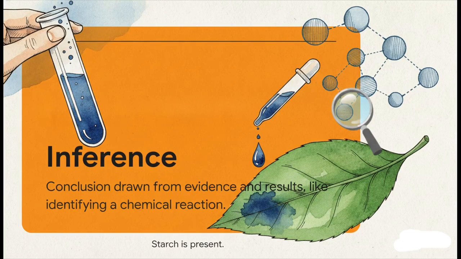And the next step is making an inference. अगर simple English में कहें तो ये हमारा नतीजा है. An inference is basically the logical conclusion we draw from our evidence and our results. Let's go back to our leaf. The result of seeing that blue color logically leads to the inference that starch is present. I mean, we didn't literally see the microscopic starch molecules with our bare eyes, did we? Of course not. We saw a chemical reaction, the blue color, and we logically deduced its presence.